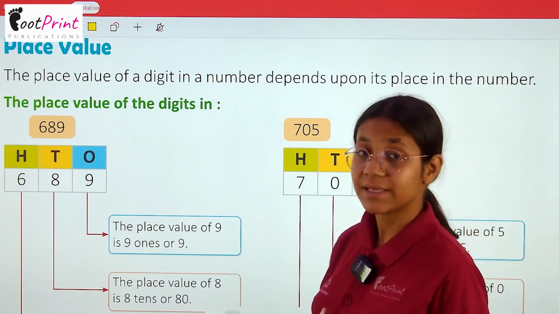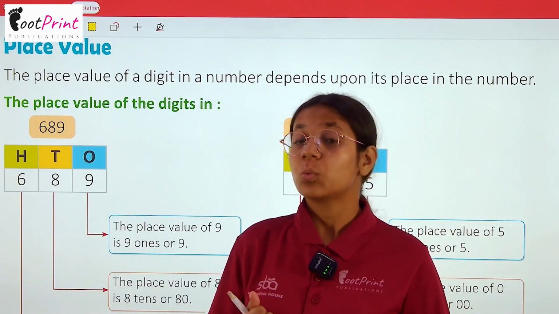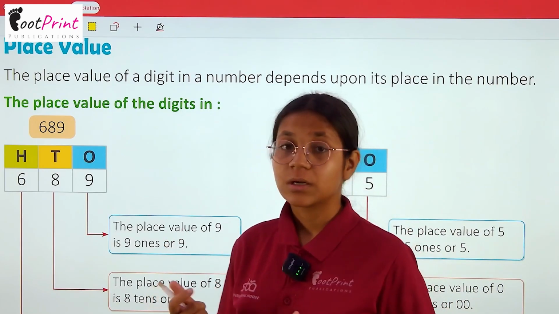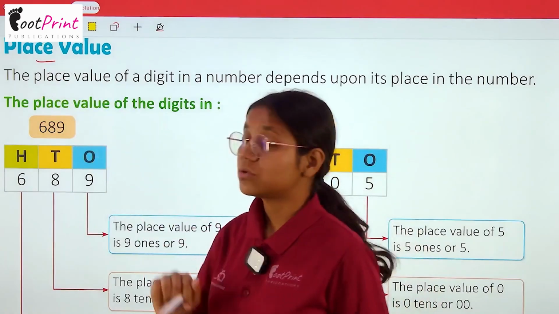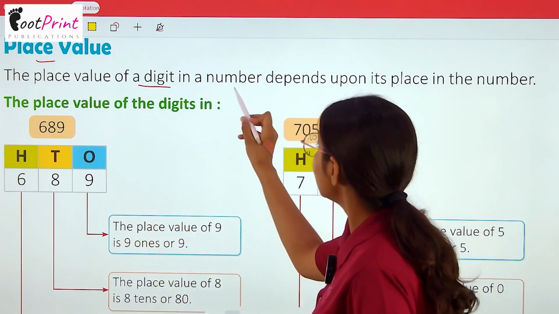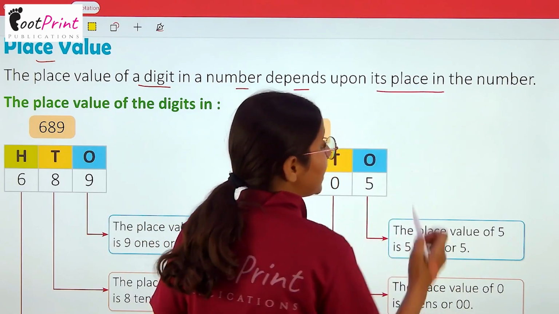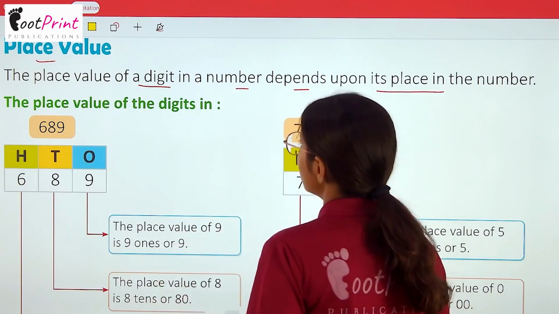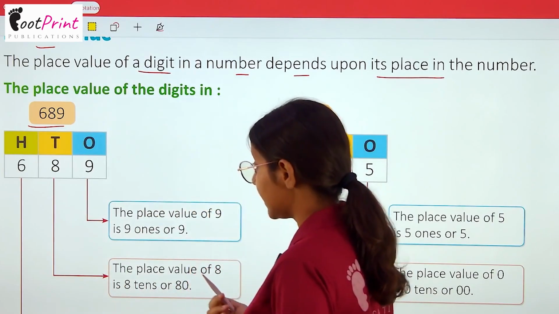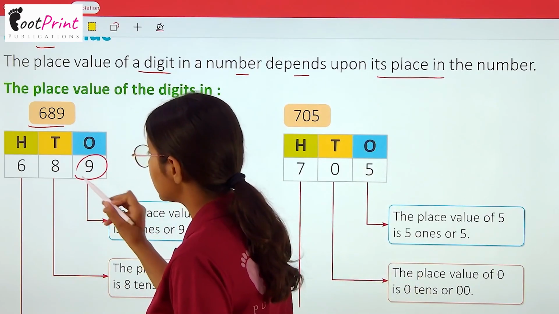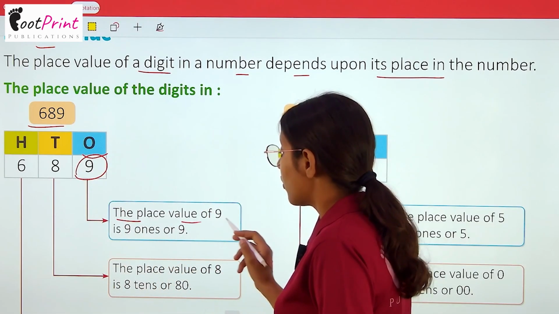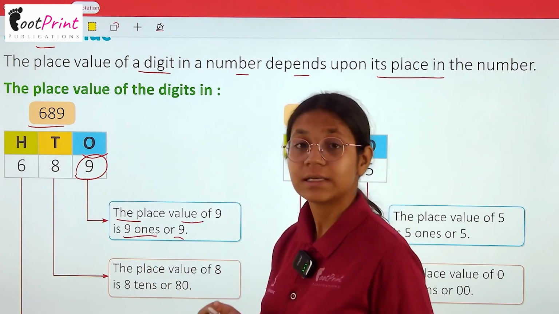Now the topic is place value. As we all know, what is place value? The value of a particular digit in a number changes according to its place, according to its position. So the place value of a digit in a number depends upon its place in the number. So the place value of the digit in 689. The digit 9 has the place value ones. So the place value of 9 is 9 ones or 9.